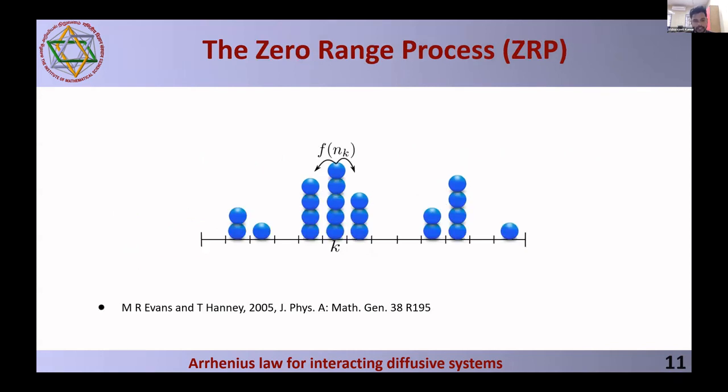The other model that we considered is the zero range process, where a site can be occupied by any number of particles, and the rate of jump from a site to another site depends only on the number of particles on the departure site.